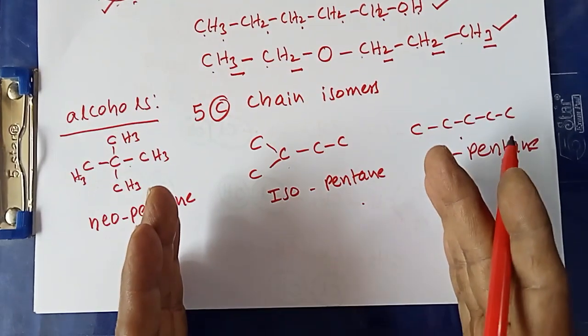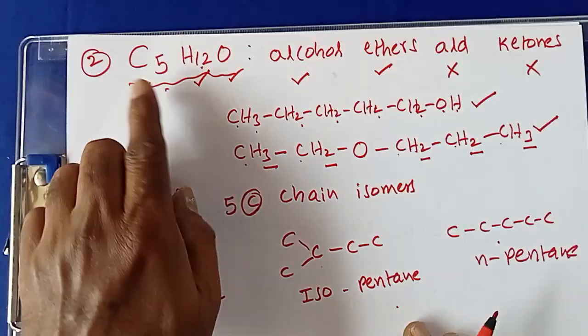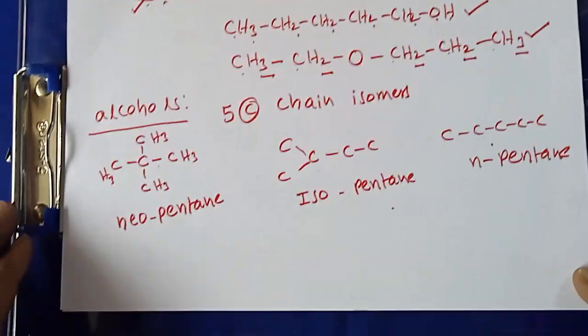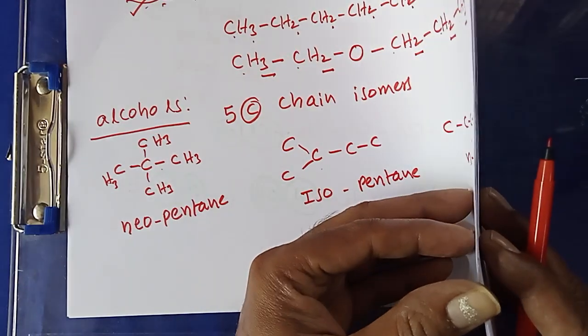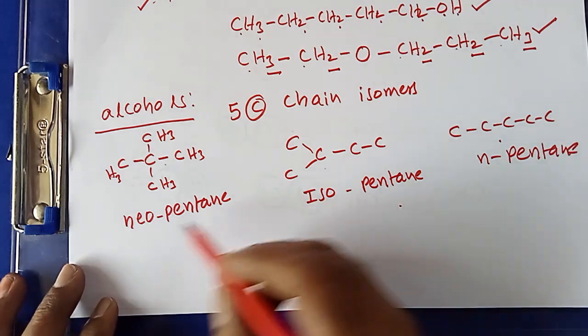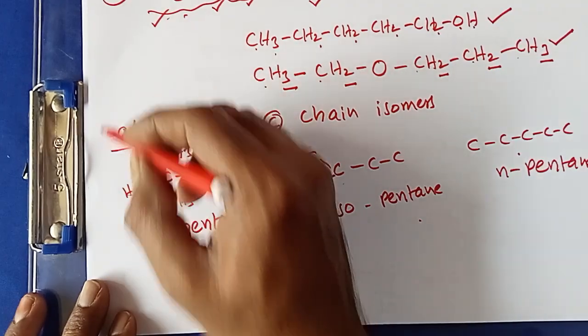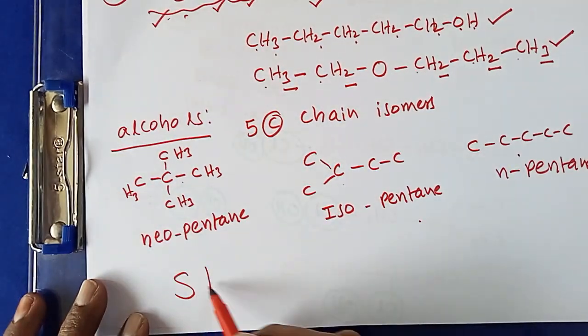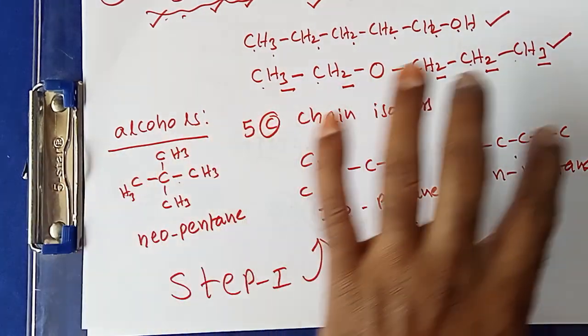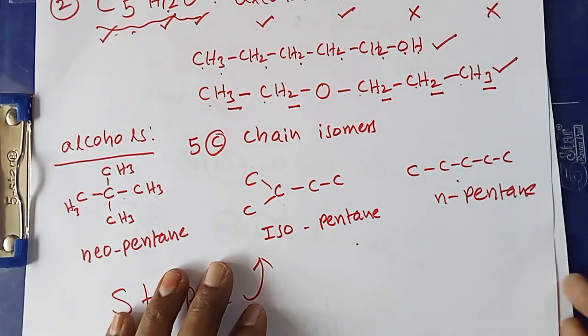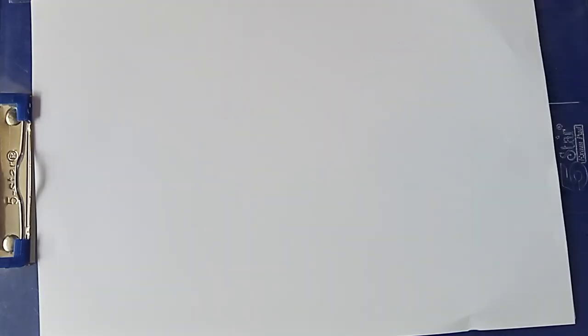This is the way to prepare the number of C5H12O isomers. One by one you take each carbon chain. That is the second step. This is step 1, students: number of chain isomers written. Next, step 2: each chain isomer you take.